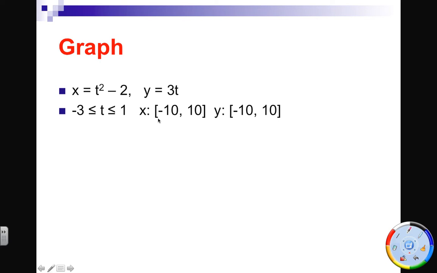This represents, by the way, the x window, so your x min is -10 and your x max is +10. Your y min is -10 and your y max is +10. And just go on x and y, just do steps of 1.